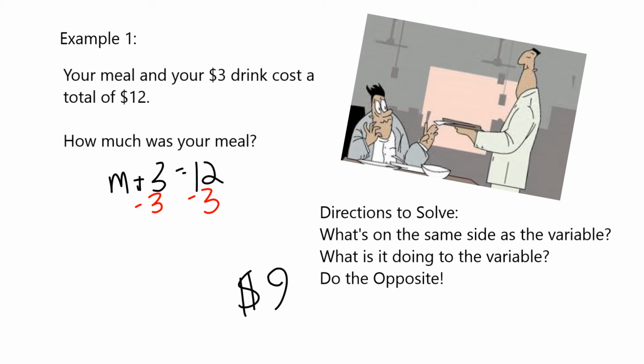But don't forget that if you want to make a change to an equation, you have to do it to both sides of the equation. We say that when you add 3 and subtract 3, it cancels out, leaving only the m. 12 minus 3 gets us 9. So the meal costs $9.